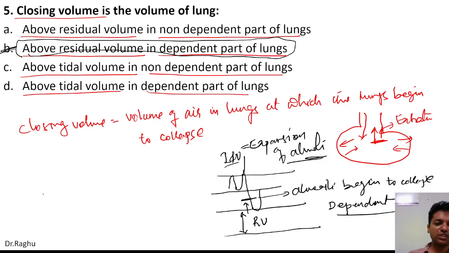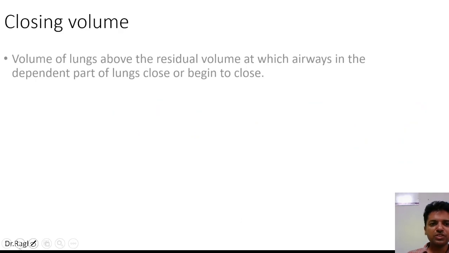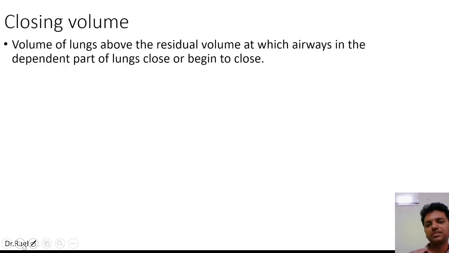And there is one more terminology, which is called closing capacity, which is nothing but a combination of closing volume and residual volume. So closing volume is the volume of lung above the residual volume, at which airways in the dependent parts of the lungs close or begin to close.